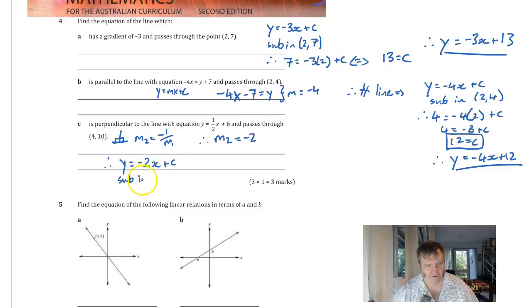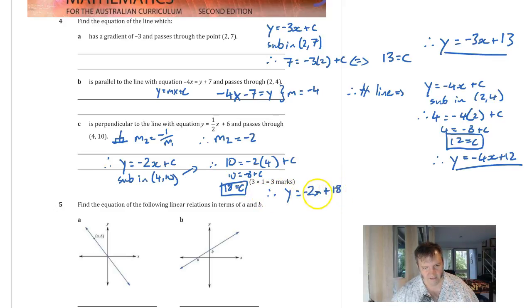Again, we just sub in the point. And the point this time is 4, 10. So it's going to give me 10 equals negative 2 by 4 plus c. 10 equals negative 8 plus c. Add 8 to each side. 18 equals c. So from that we've got y equals negative 2x plus 18.